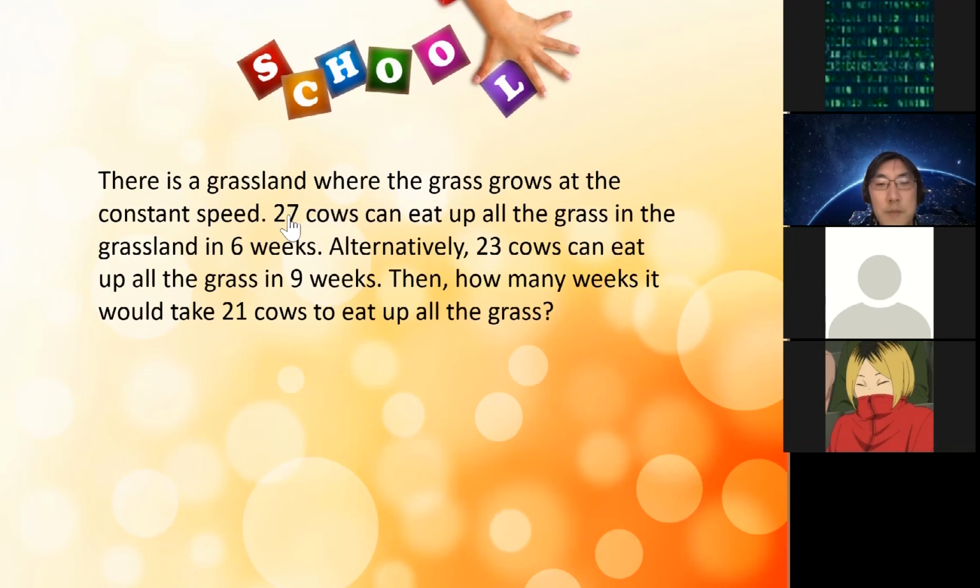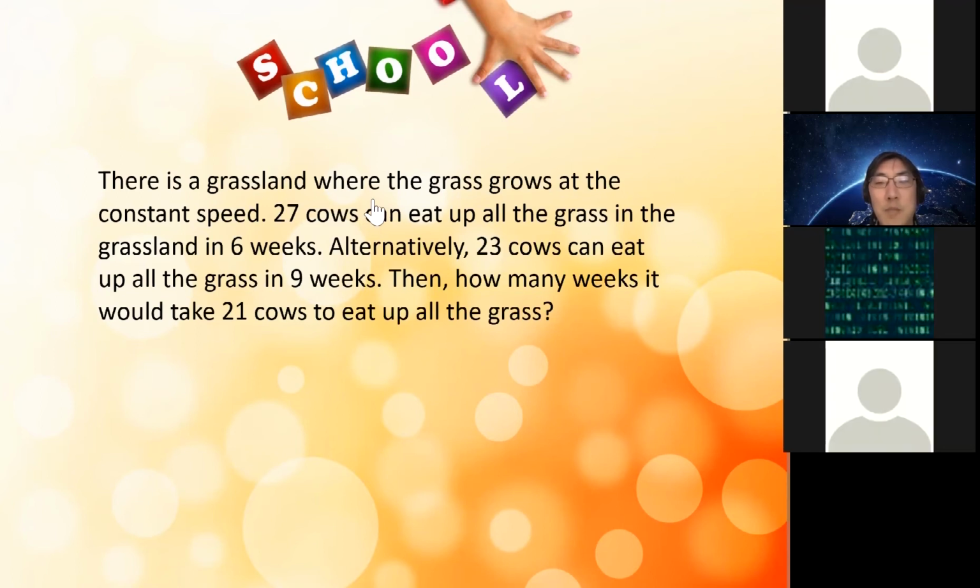Then, 27 cows eat up all the grass in 6 weeks. Here, 27 cows. You may wonder, hey teacher, are these cows the same? Are there fat cows, so they eat a lot? Are there thin cows, and they eat much less? Or maybe there are monster cows, maybe there are baby cows.